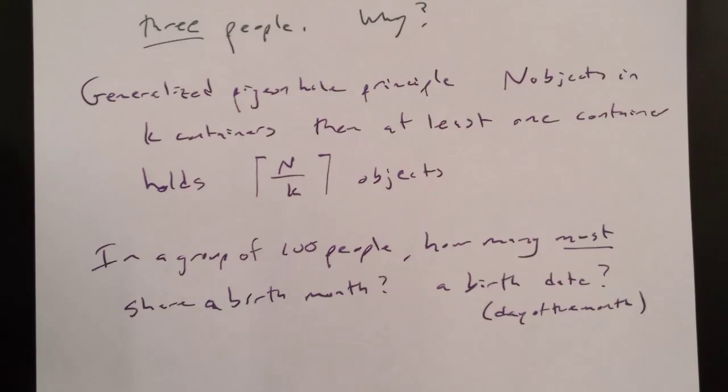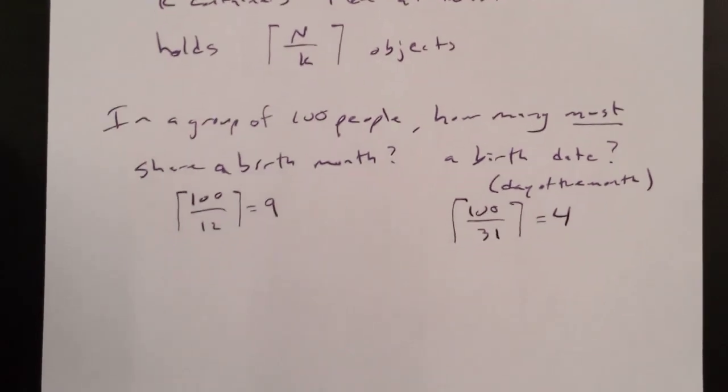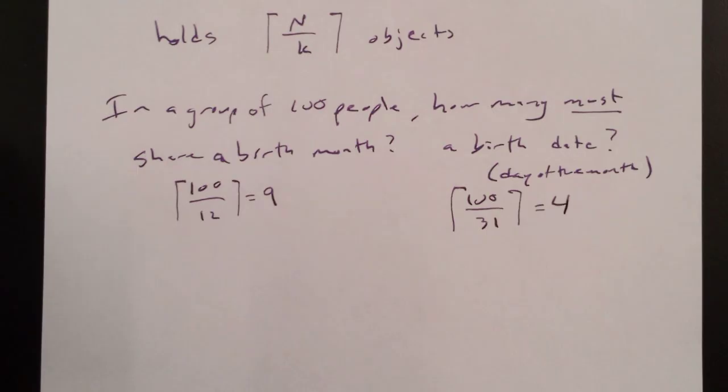Birth date, date of the month. Because there are 31 days in a month at most, 31 options to choose from. 100 divided by 31 is 3 point something. It's got to round up to 4. Now I can actually use this the other way around.